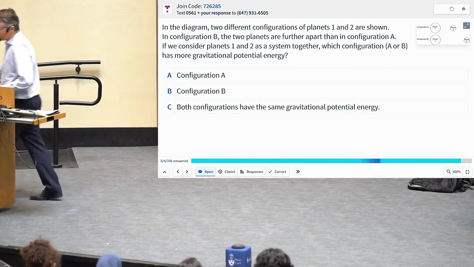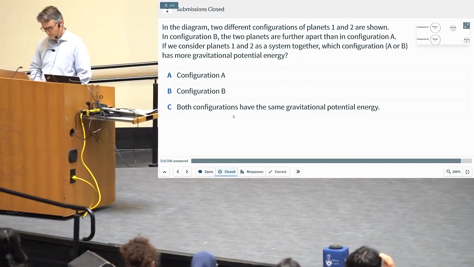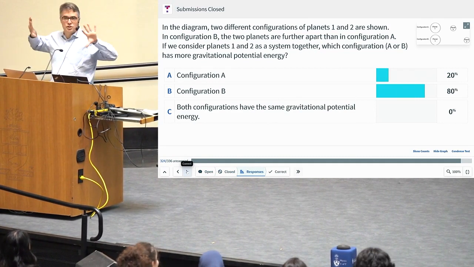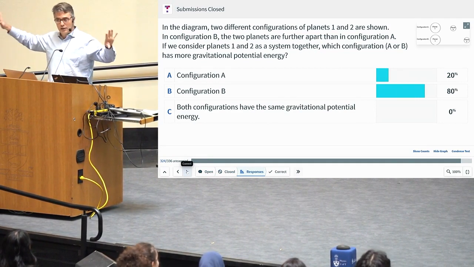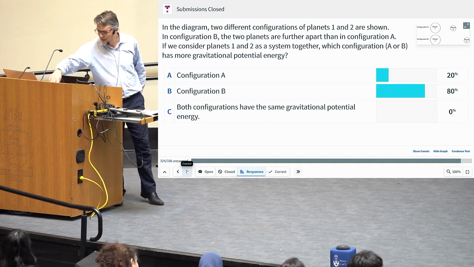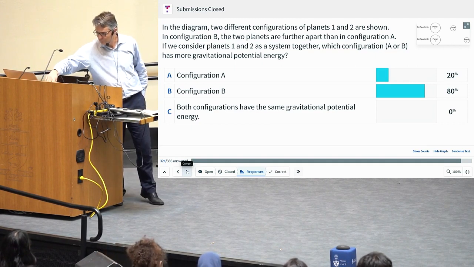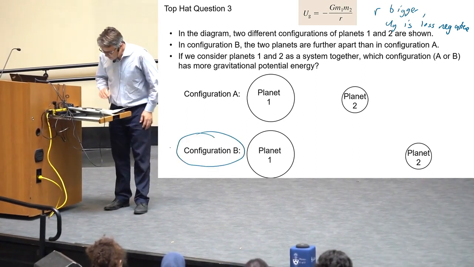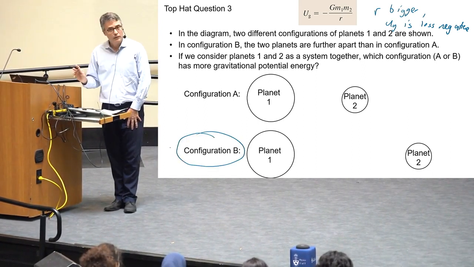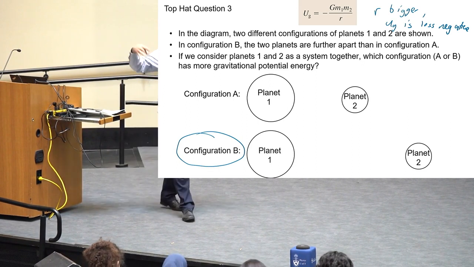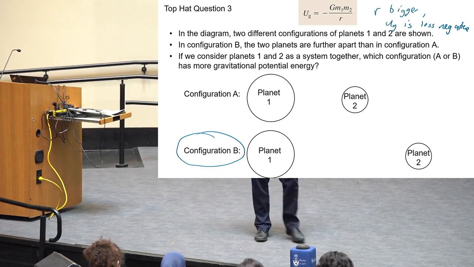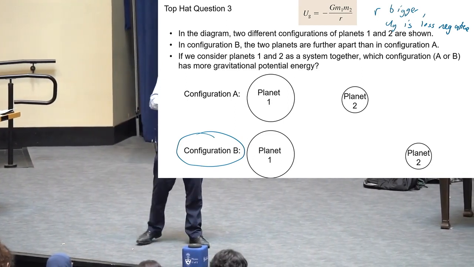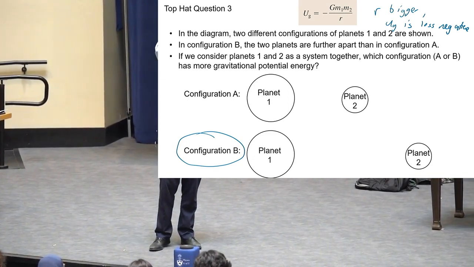Okay. Survey says configuration B, they're farther apart. I had to push them to be farther apart. I had to add energy. Another way of looking at that, if you look at this equation, is that B is the answer I like. R is bigger. R is on the denominator, but the whole thing is negative. So it's less negative, closer to 0, where 0 is the highest thing.